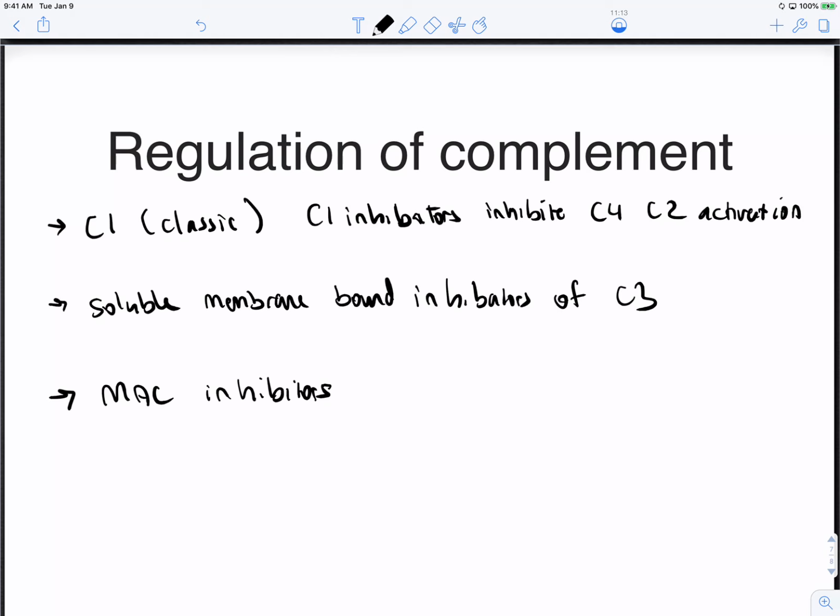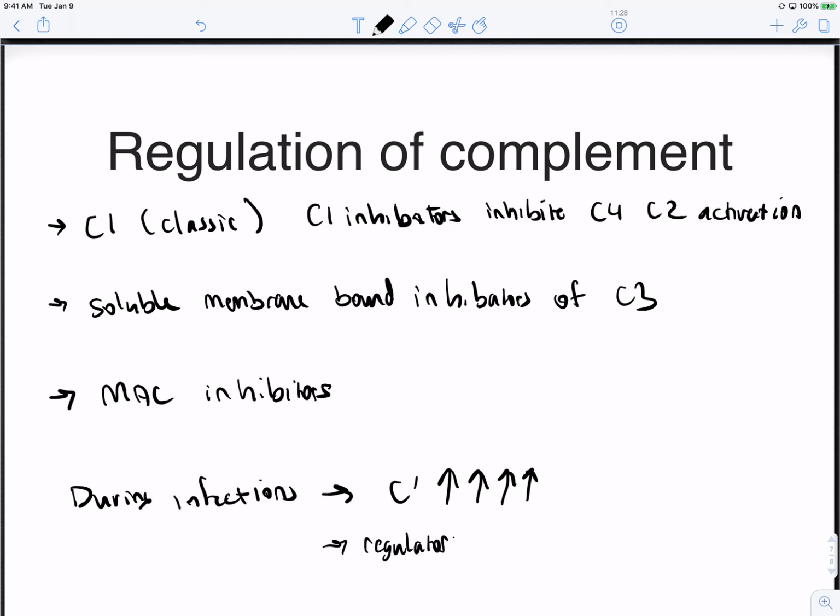Now, when you have an infection, of course, during an infection, your complement components, which is the C prime, increase, whereas your regulators do not. So you're going to have just a constant stream of regulators, but you're going to have more of your complement components. So just the activation of complement by bacteria, for example, will overwhelm the regulators, but you want it to because the bacteria are there, so you want your complement to actually be working to try to control that bacterial infection.